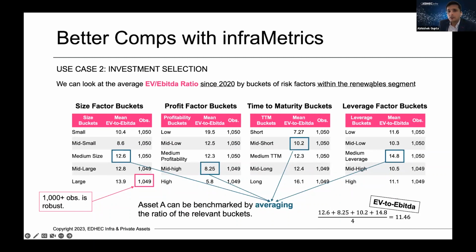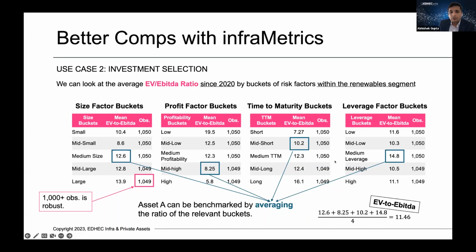We are only looking at renewable energy projects. And then we have created buckets of size factors. So we have 5 different buckets of size, mean EV/EBITDA in each of them, profitability buckets, and time to maturity. That's essentially how long the contract lasts for each of those assets. So you have some buckets of time to maturity and then a leverage factor.